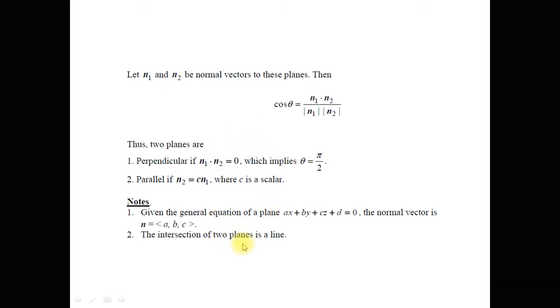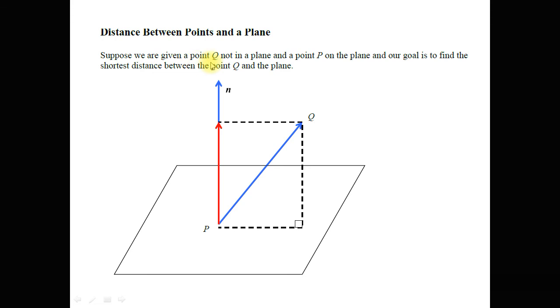Now you see over here the distance between a point and a plane. How can we find the distance between a point and a plane? Suppose this is a plane and this is the normal vector. Suppose we are given a point Q not in the plane, outside the plane, and a point P on the plane. Our purpose is to find the shortest distance between the point Q and the plane.